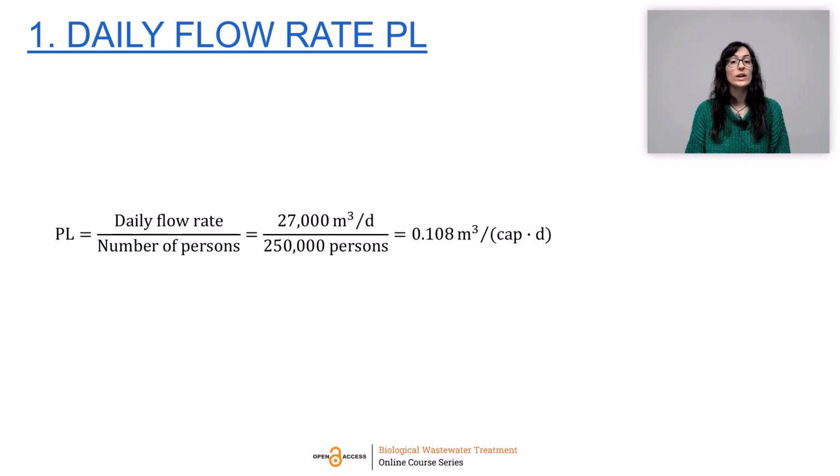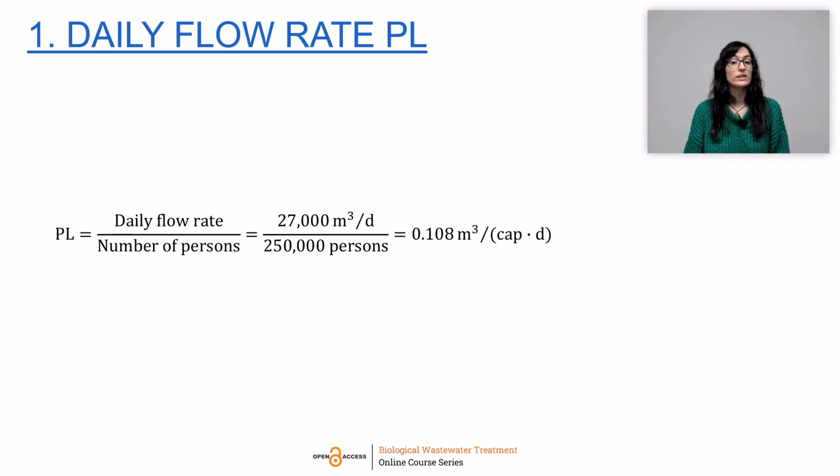Now we can calculate the person load based on the flow rate. The person load is calculated as the ratio between the daily flow rate and the number of people in the town. As a result, we get a person load of 0.1 cubic meter per person and per day.